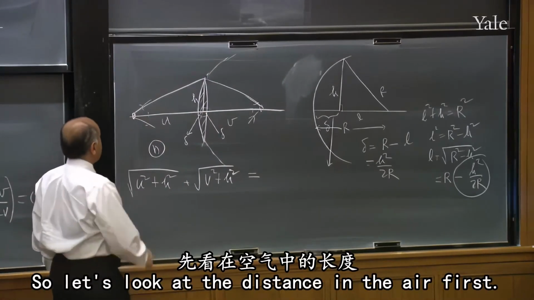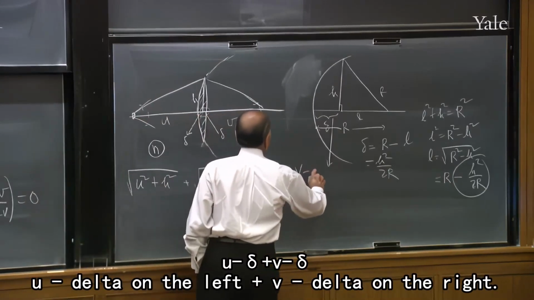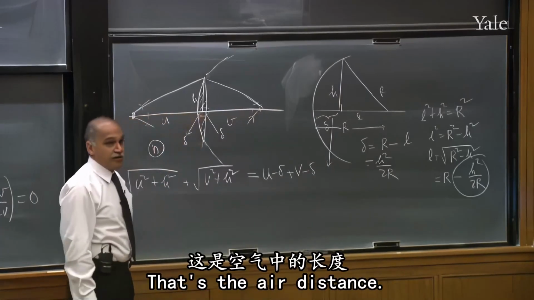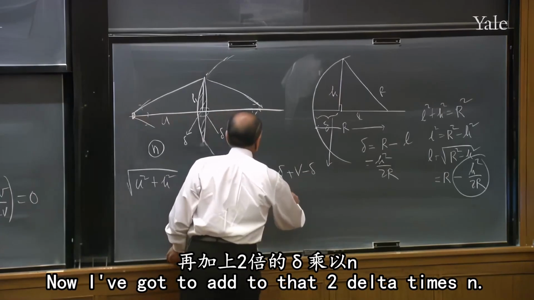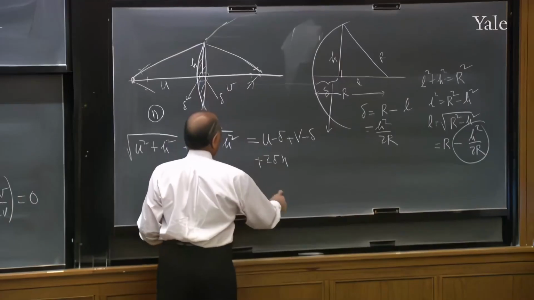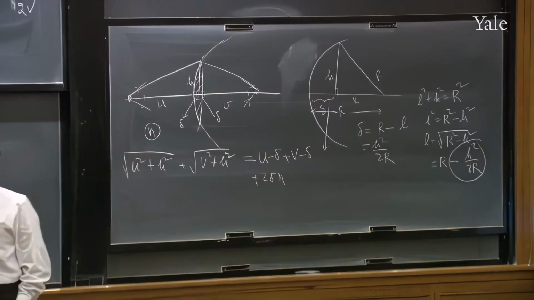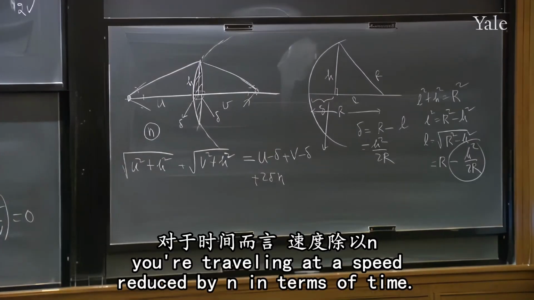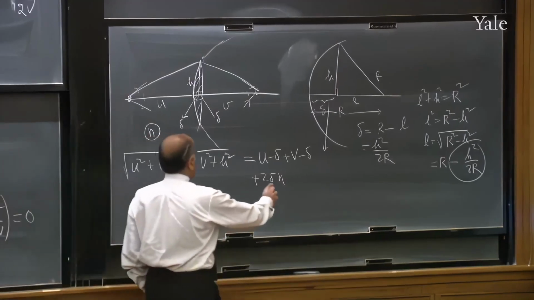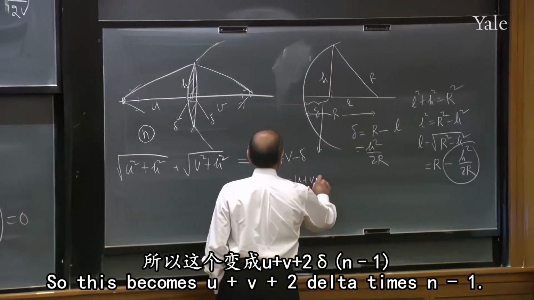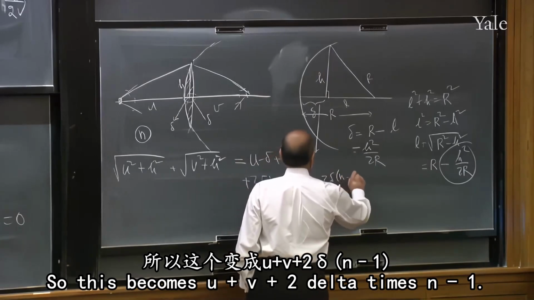So let's look at the distance in the air first. Distance in the air is u minus delta on the left plus v minus delta on the right. That's the air distance. Now I've got to add to that 2 delta times n. That's what you have to remember. That's the only non-trivial part of this: this distance 2 delta should be multiplied by n, because you're traveling at a speed reduced by n. In terms of time, it's a distance factor increased by n. So this becomes u plus v plus 2 delta times (n minus 1).